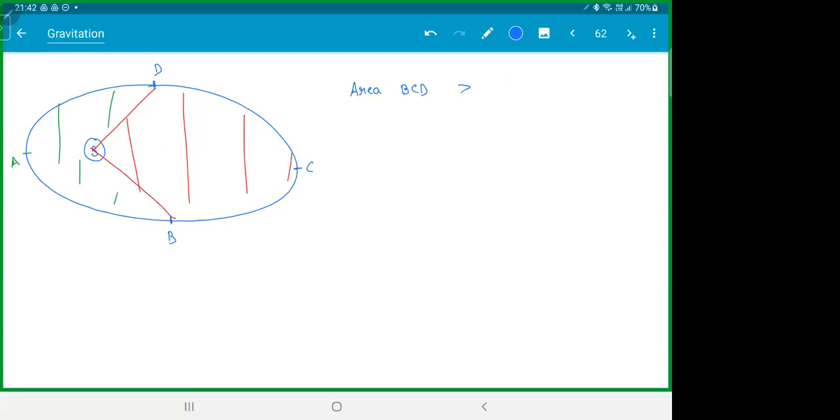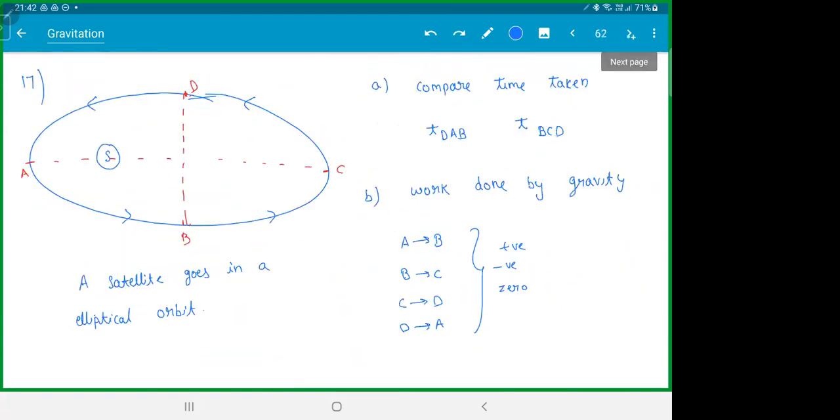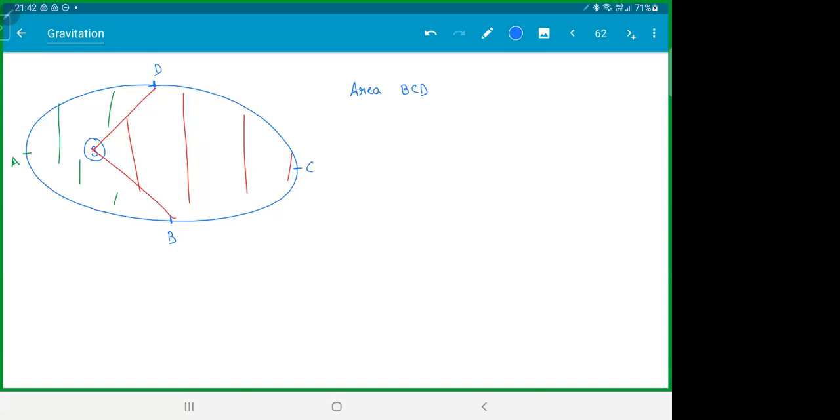The mistake you're making is that you are taking area from the center. It looks equal, but the area should be measured from the sun, not from the center. Look at how we draw the diagram: I draw from the sun to the ellipse, it's not from the center. So be careful, most people think it is equal. So the area from BCD is greater than the area from DAB. Therefore, the time for BCD is greater than the time for DAB.